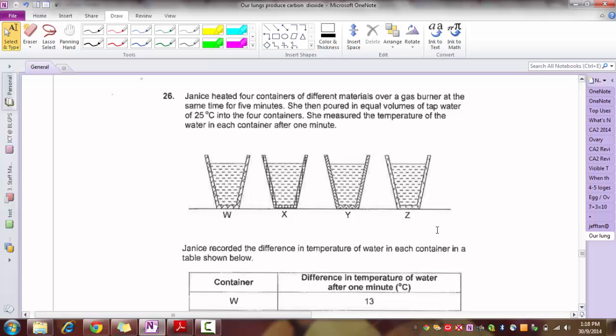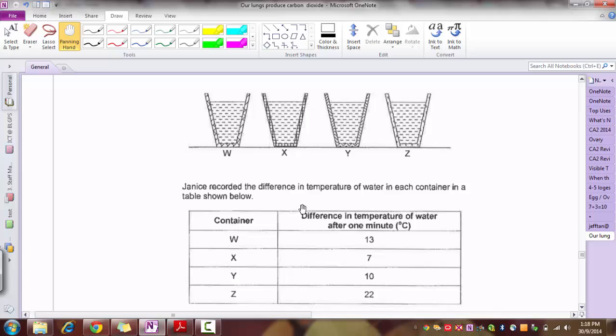Question 26. This person heated 4 containers of different materials. So let's highlight some of the keywords. Different materials at the same time for 5 minutes. She poured equal volume of tap water of 25 degrees Celsius into the 4 containers. She measured the temperature of each container after 1 minute and recorded it. Now here they use the word difference. So this may confuse some of you. What does it mean by difference?